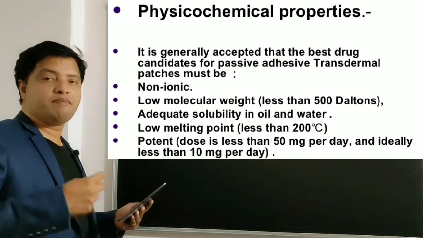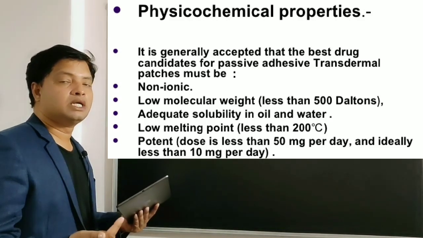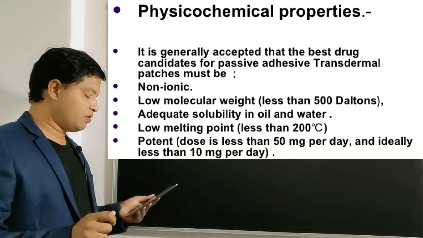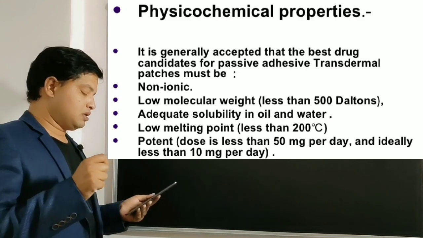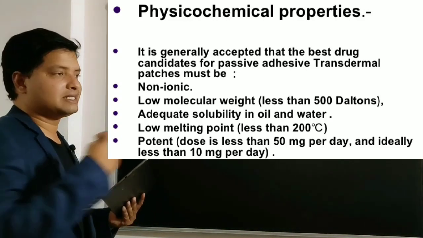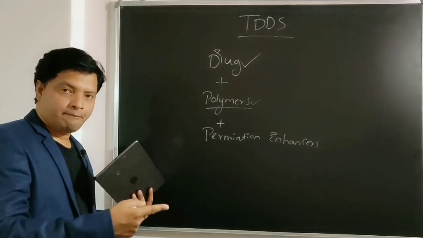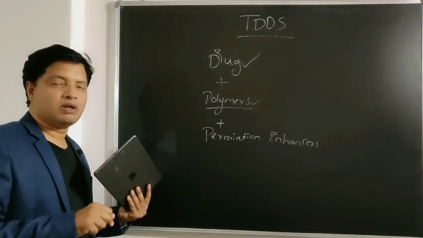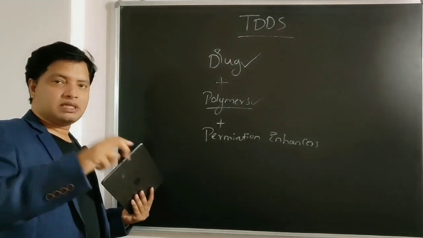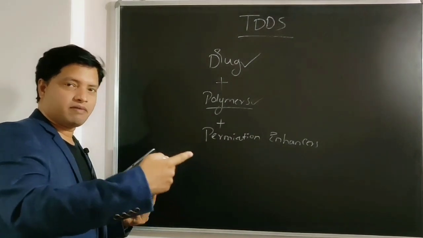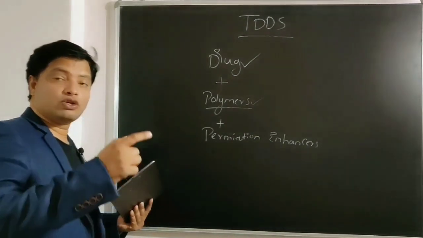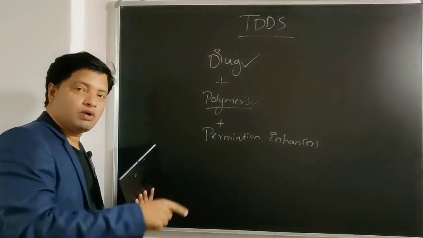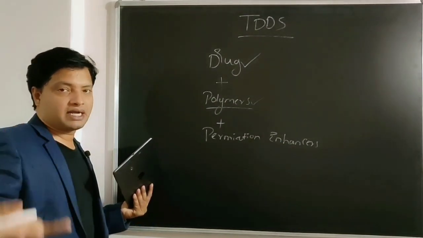Then we have potency. Obviously, we want our drug to be more potent because the dose should be less than 50 mg per day. Then only are we going to use it in transdermal drug delivery. Let's assume the dose is 1 gram per day for a drug, for example, paracetamol. It is 500 mg per time, taken 2 times per day, so it becomes 1 gram. Now, if I have to give the same paracetamol for 1 week, then I have to incorporate 7 grams of paracetamol into the transdermal drug delivery system, which is practically impossible.